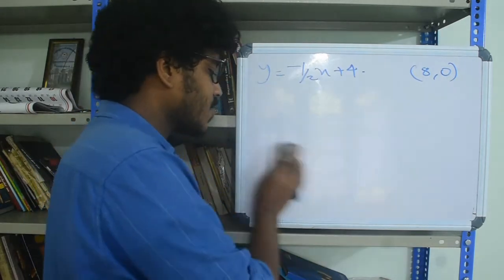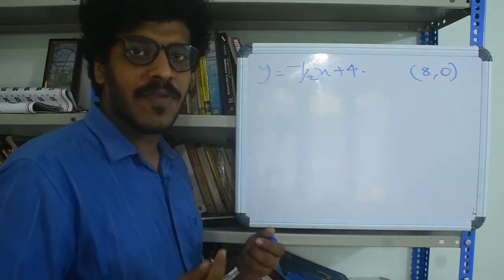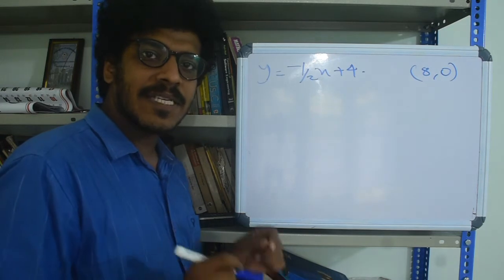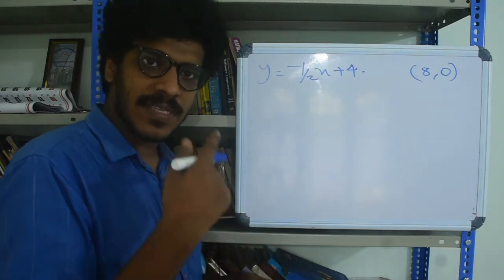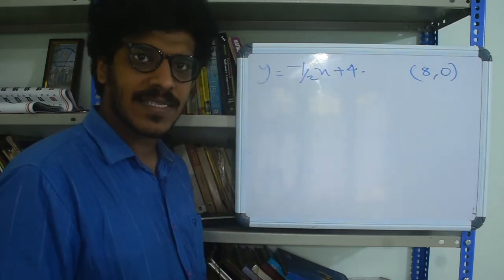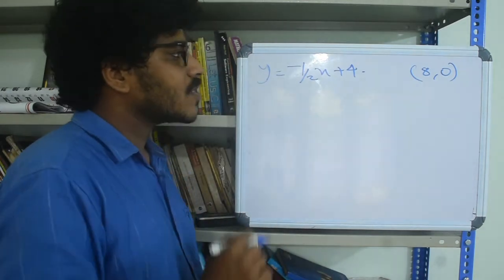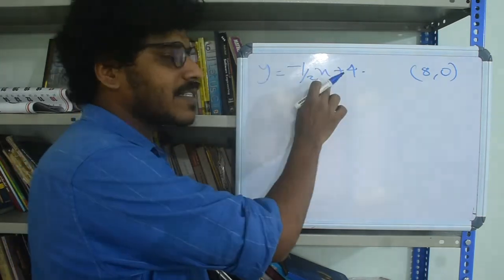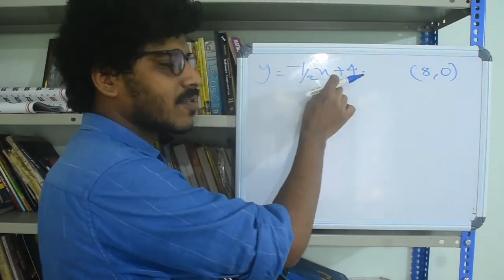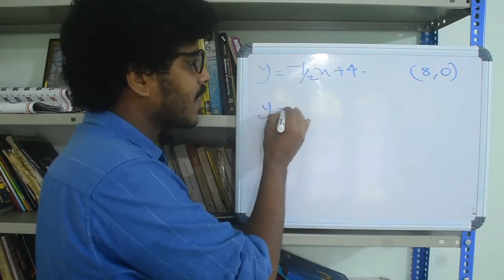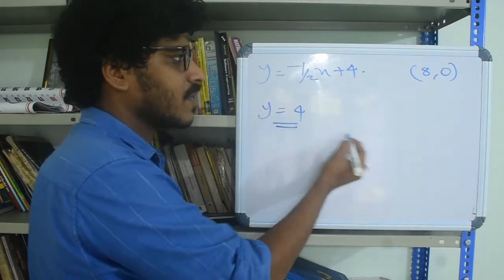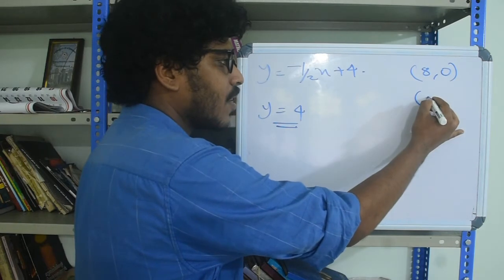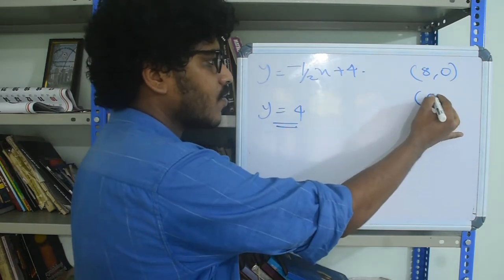So what's happening on the y-intercept? What's so special about the y-intercept? The y-intercept is the point at which the graph crosses the y-axis. Obviously, for this reason, it has to be on the y-axis. So the points on the y-axis will have their x-coordinate 0. So we choose x equal to 0 here. So we'll have y equal to minus 1 by 2 times 0, which is 0, plus 4, so 4. Right. So the point is (0, 4).